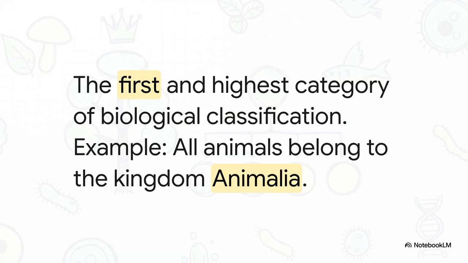All right, let's start at the very top with kingdom. This is the biggest, broadest bucket there is. For example, kingdom Animalia includes every single animal on the planet. Jellyfish, insects, dogs, us. We're all in there because we share really basic traits, like being made of multiple cells.